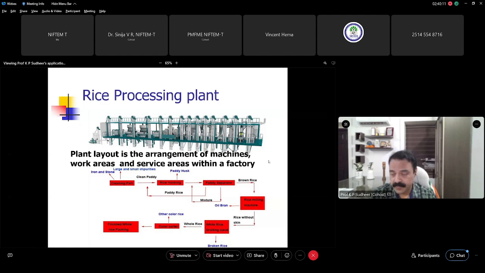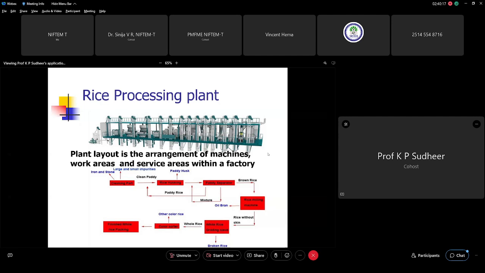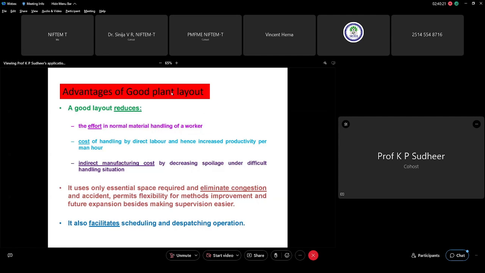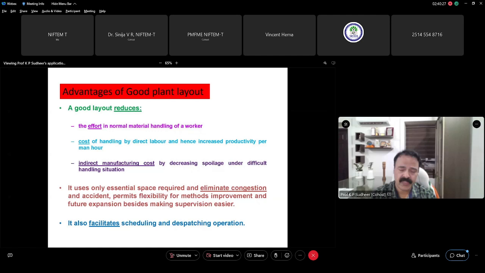Different layout systems are there for rice processing industries, or any manufacturing products, like functional layouts, process layouts, fixed layouts and so on. But we are focusing on rice milling, which mainly uses a product layout, that means it's mainly for one product. So we are using a straight line processing layout, that is the product layout.